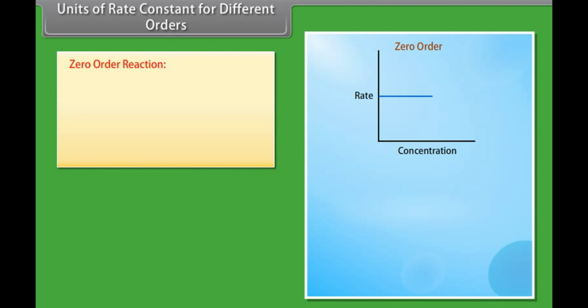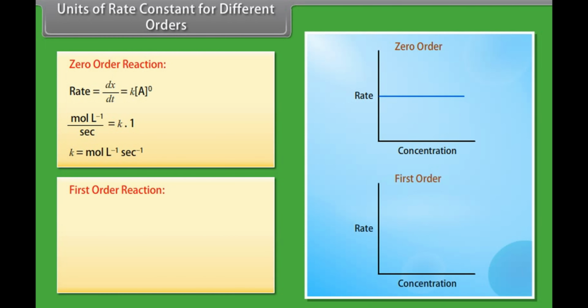Zero order reaction. Rate is equal to dx by dt, which equals the product of K and [A] raised to the power 0. Thus, units of rate constant for zero order reaction are mole per liter per second. First order reaction. Rate is equal to dx by dt, which is equal to the product of K and [A]. Thus, the unit of rate constant for first order reaction is per second.